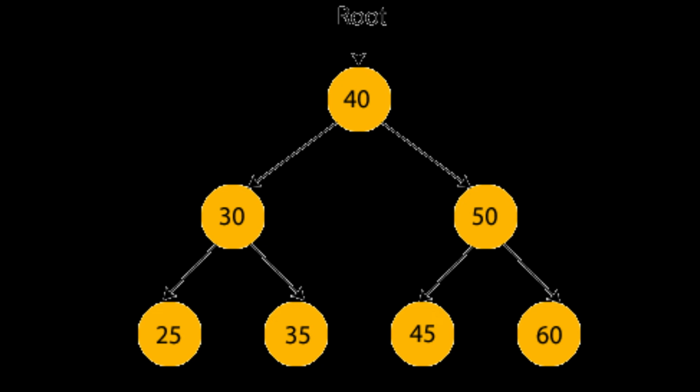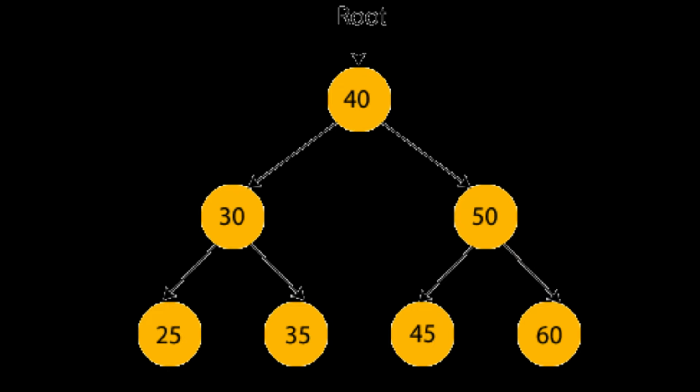A binary tree is a hierarchical data structure in which each node has at most two children, which are referred to as the left child and the right child. Each node in a binary tree contains a value or data element and has connections to its children nodes. The topmost node in the tree is called the root node, and nodes with no children are called leaf nodes.